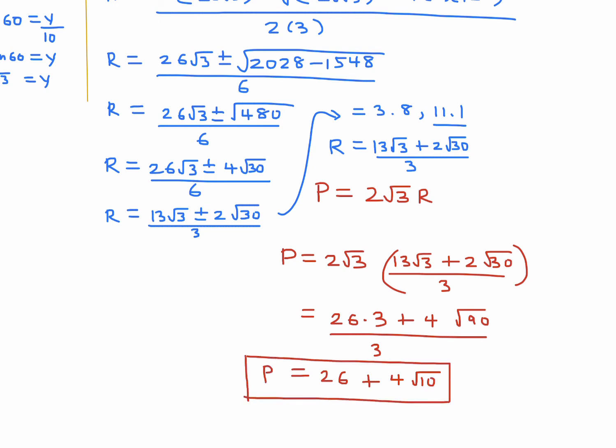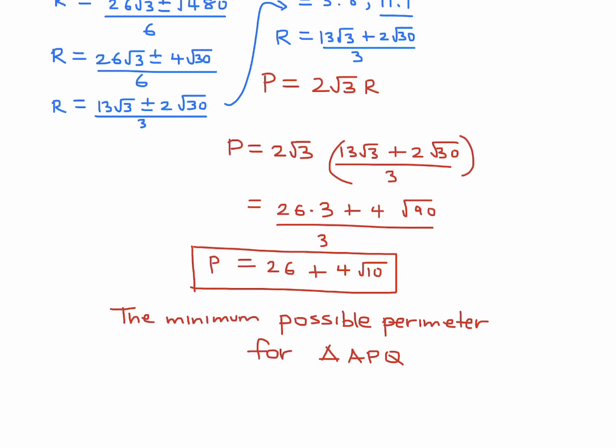So there you go. That is the perimeter. That is the minimum possible perimeter for triangle APQ.